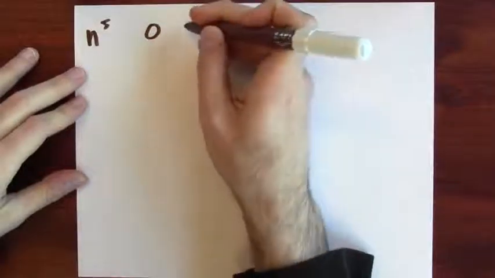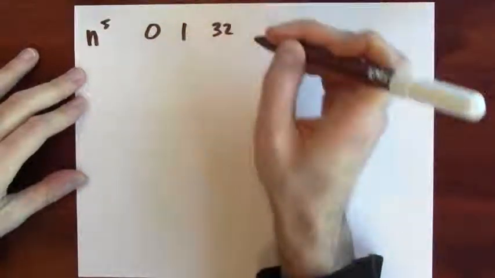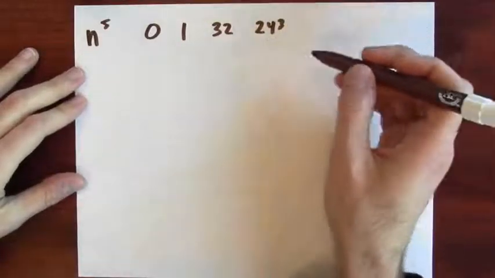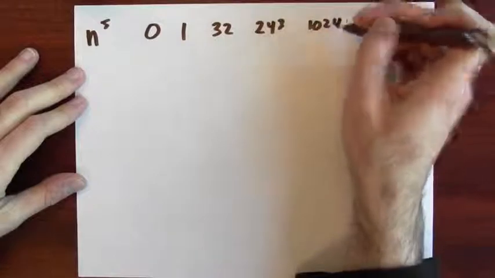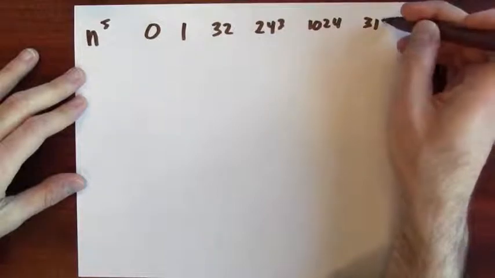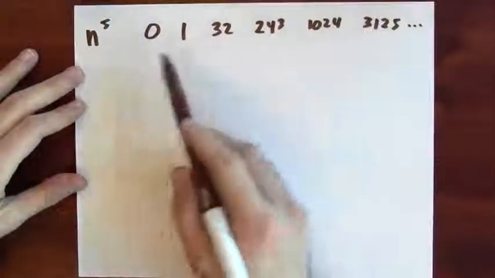To try to find a list of numbers whose differences are n to the fourth, let's just try to find some lists of numbers and their differences. So as a first example, let's take a look at, say, n to the fifth, and let's look at the fifth powers. So 0 to the fifth is 0, 1 to the fifth is 1, 2 to the fifth is 32, 3 to the fifth is 243, 4 to the fifth is the same as 2 to the 10th, that's 1024. 5 to the fifth is 3125, and so on. So that's just a list of fifth powers.